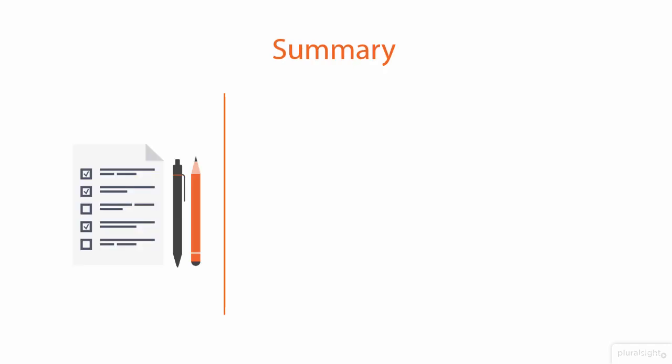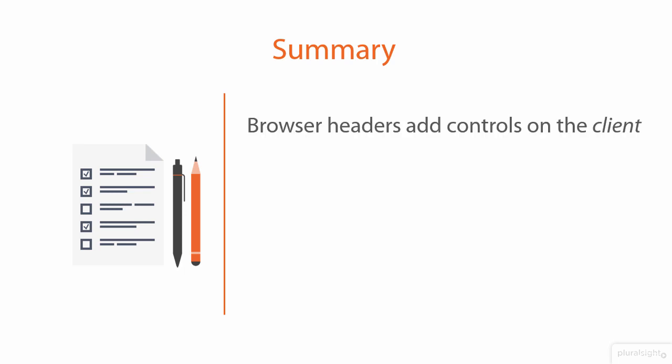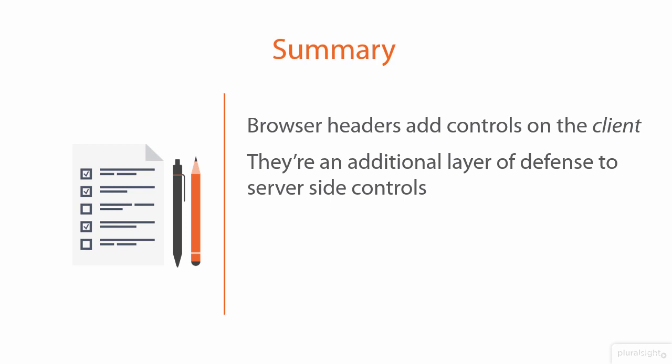Let's summarize the module. And the first thing I hope I made really clear is that these browser security headers are a client control. This is going to help us secure things better in the browser. It's not a server-side control. We're going to send the security header from the server, but it's up to the client to implement it. It is an additional layer of defense. We still need to protect our server-side applications using all the well-established security practices to defend against risks at that layer. But this is a great additional layer.